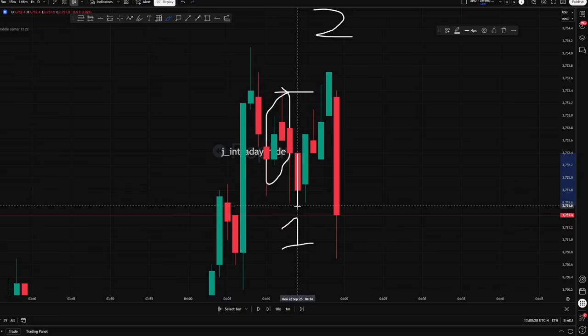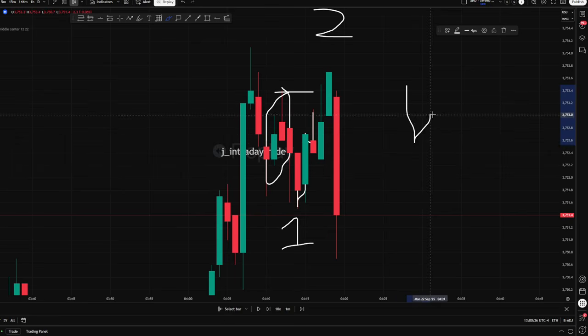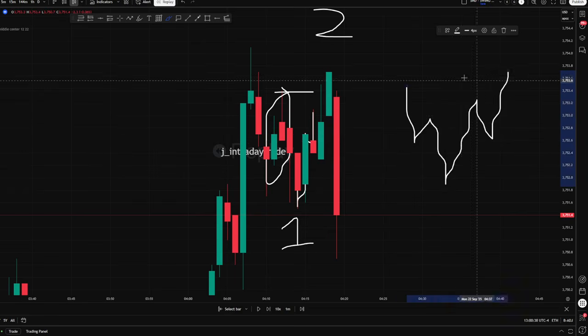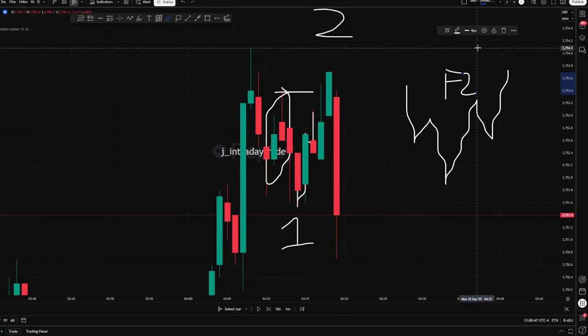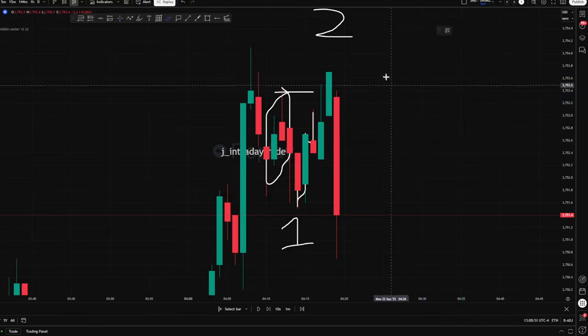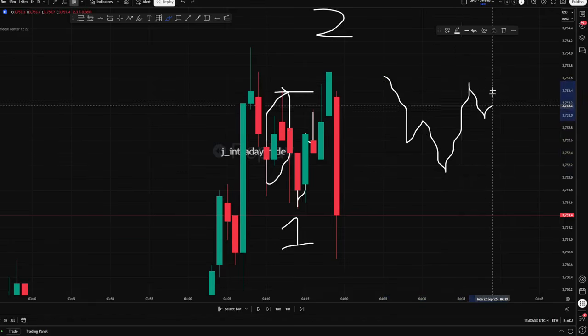Price moves lower, it moves up, it moves down, it moves up. Isn't that what I just talked about over here? A fail 2. See that? Down, up, down, up. And we can do it. So we have this. Down, up, down, up.